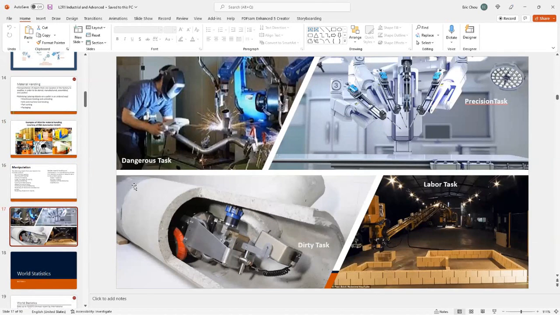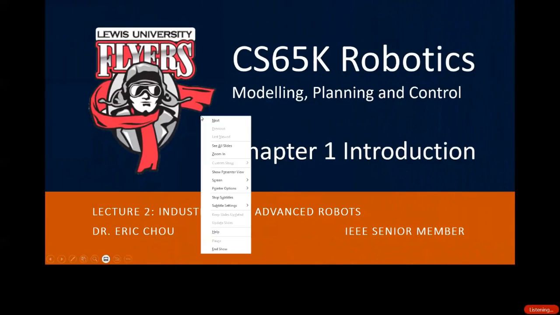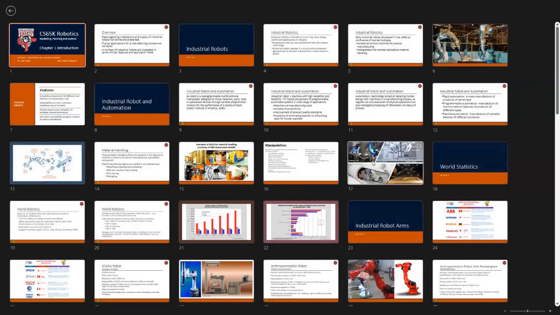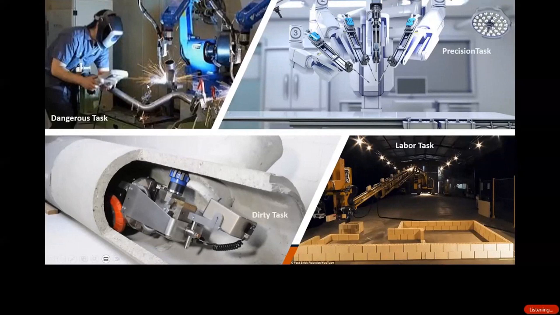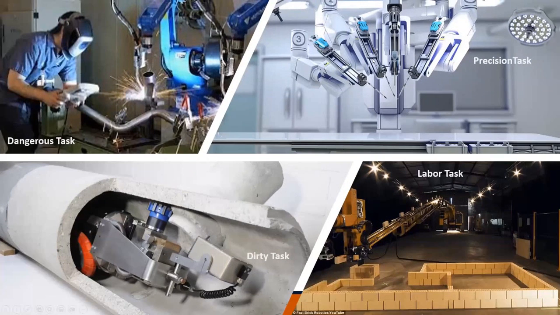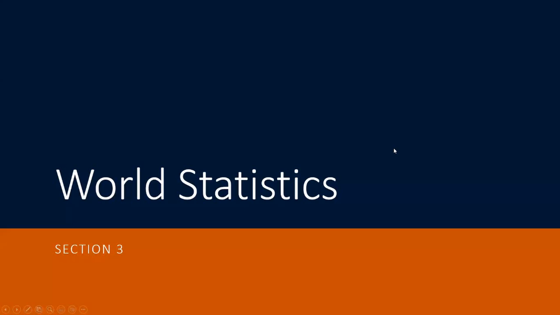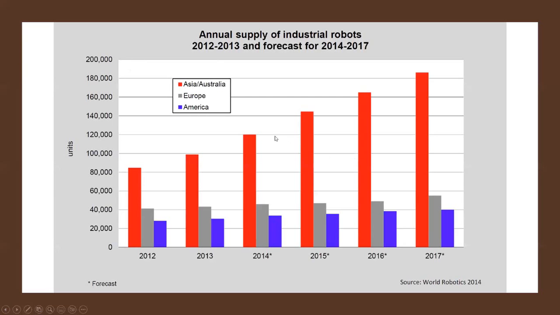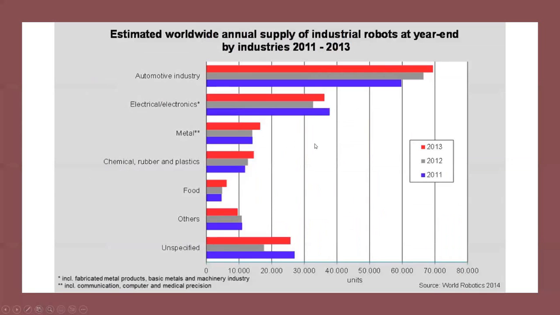Some other robots, including robot arms, are used for welding, precision tasks, labor tasks, or dirty tasks. These are tasks that you would really like to have a robot help you with, trying to reduce the use of humans. Okay, this is a world statistic. I don't think I will go over it because the numbers keep changing every year.